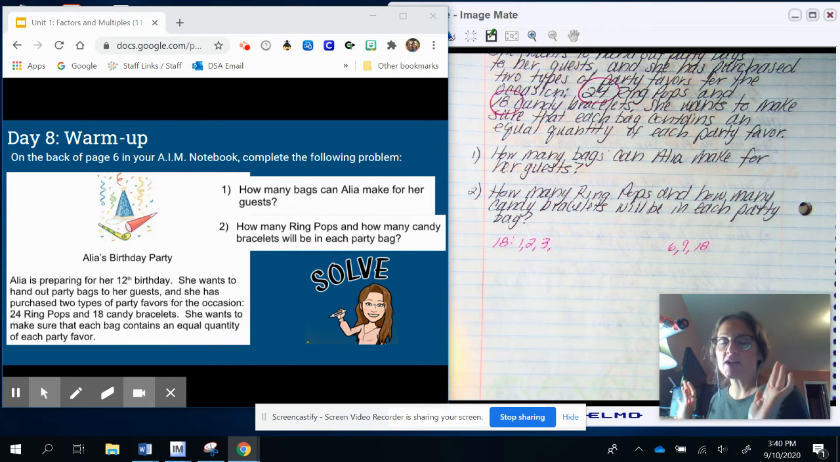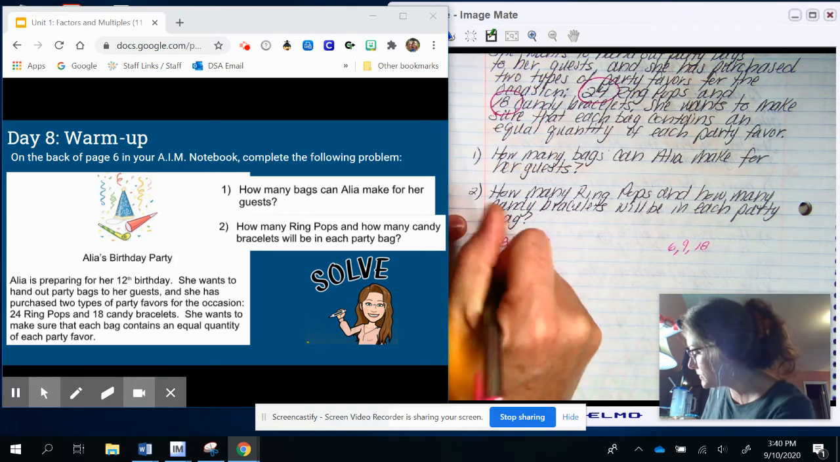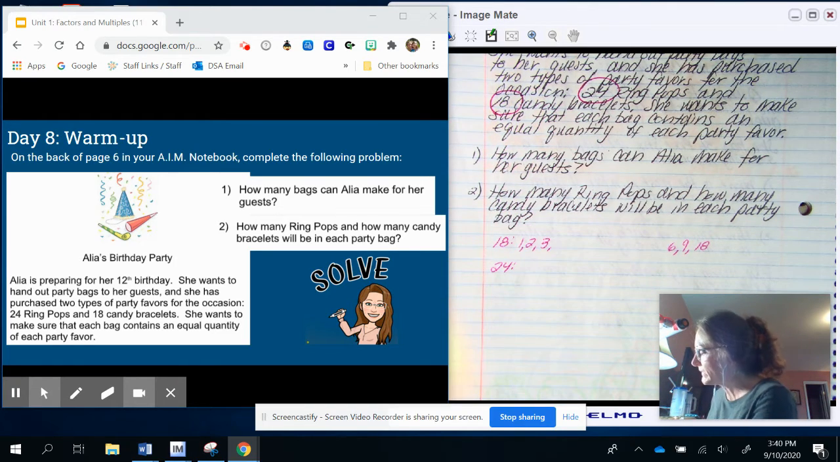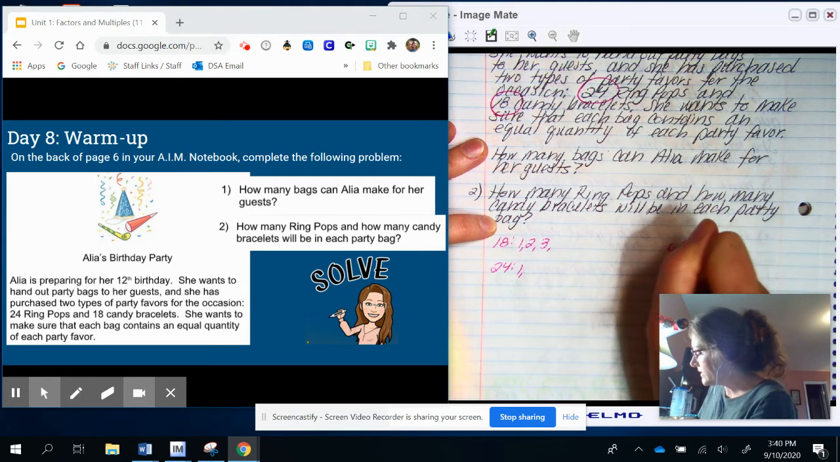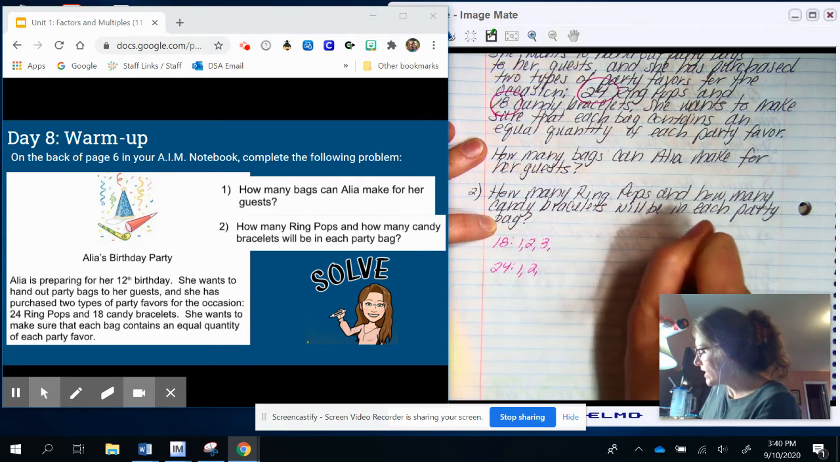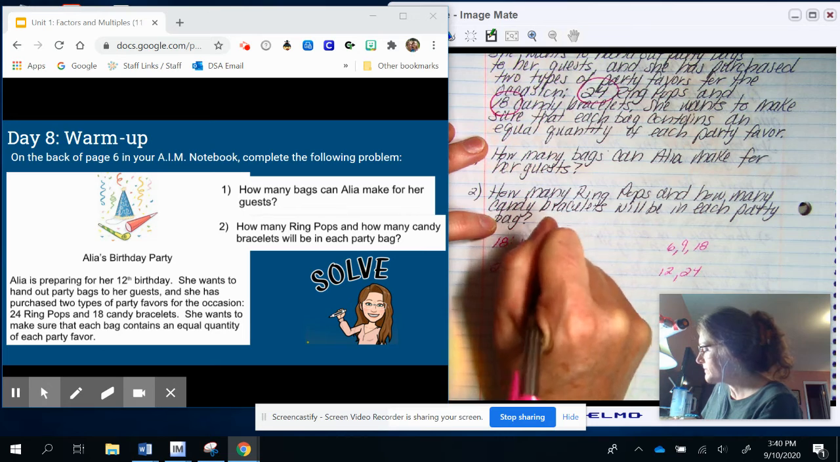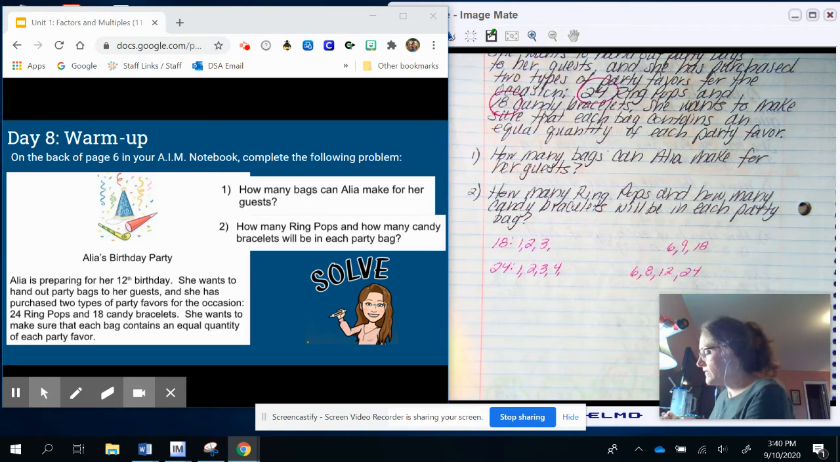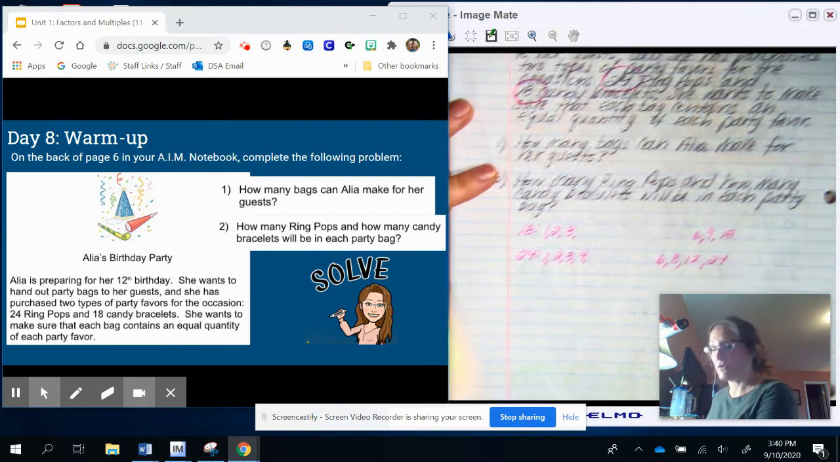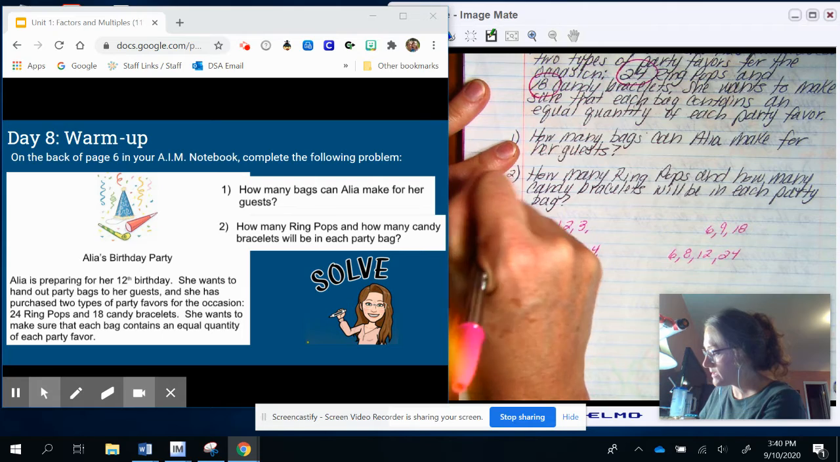Sometimes my list is spread out a little too far, but it is what it is, right? We'll deal with it. So 24, 1 and 24, 2 times 12, 3 times 8, 4 times 6, 5 doesn't work, and we're back to 6. Okay, we're good. All right, so we found all the factors. Step 1, find the factors.